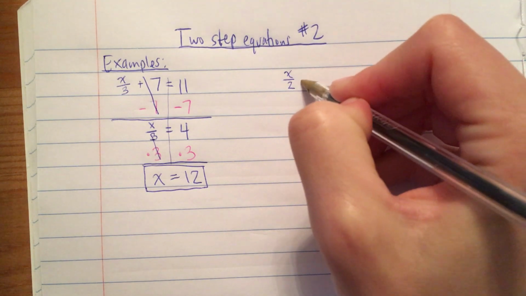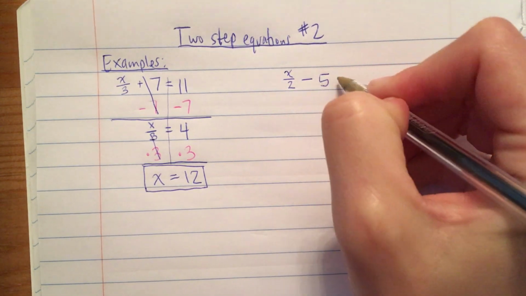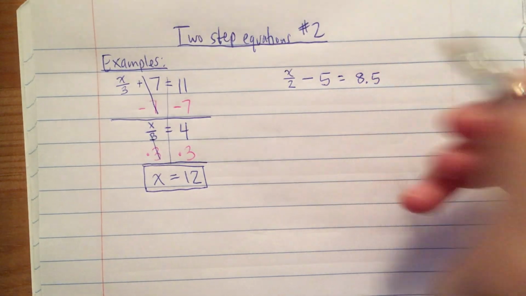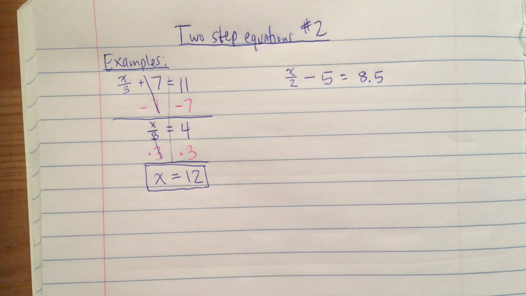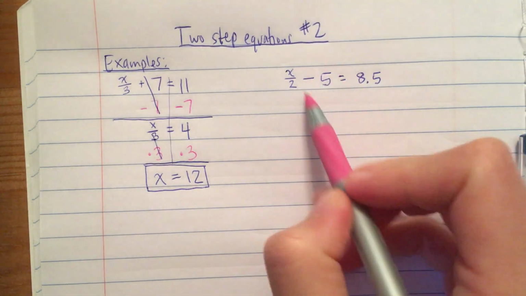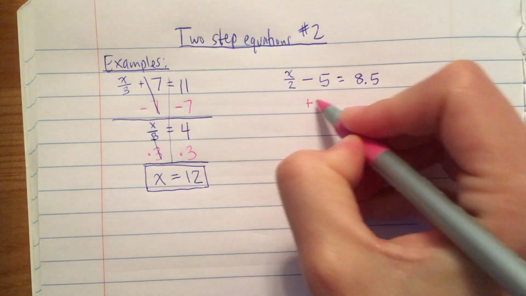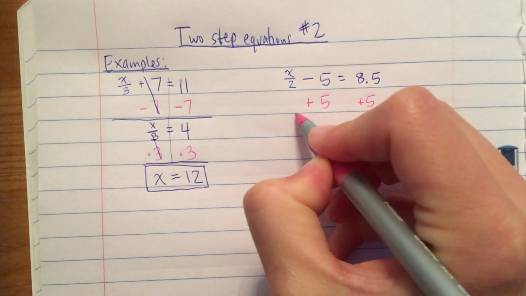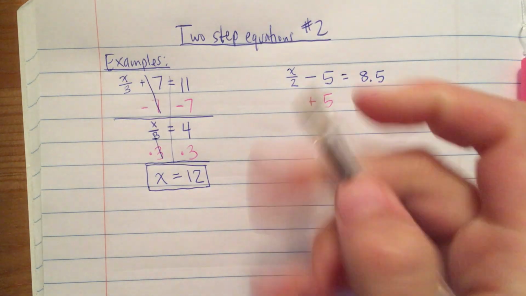x over 2 minus 5 equals 8.5. Okay, so those are decimals. We don't really care. We could just use a calculator. We're not too worried about it. Okay, so first thing, remember I deal with addition and subtraction first. So I'm going to go ahead and add 5. Okay, adding 5 to both sides.